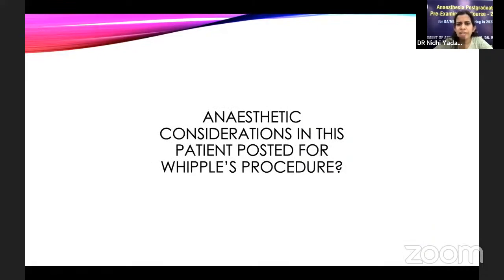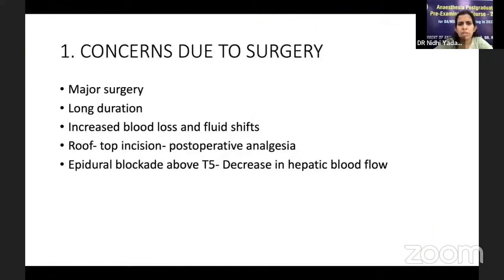What are the anesthetic considerations in this patient who is posted for Whipple's procedure? Concerns due to surgery. Since it is a major surgery, there's a long duration, increased blood loss and fluid shift. The incision is a rooftop incision, which means it extends from one subcostal region, goes up to the epigastrium and goes to the other side in the subcostal region. Since it is a large incision, postoperative analgesia is very important. And if we plan for thoracic epidural, the epidural blockade should not go above T5, which can lead to a decrease in the hepatic blood flow.